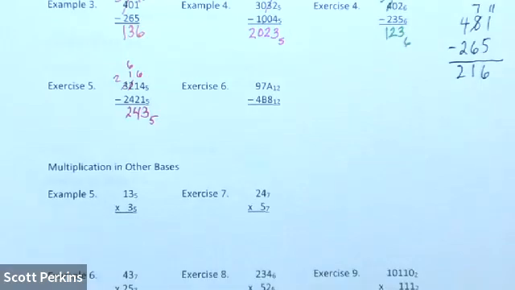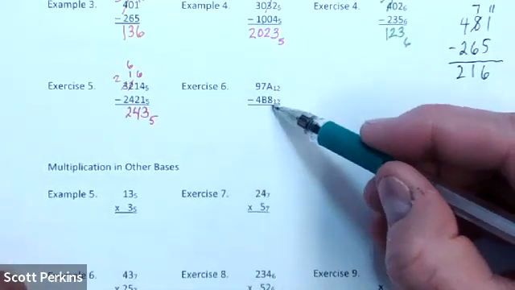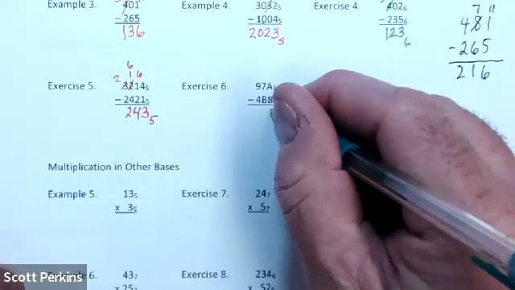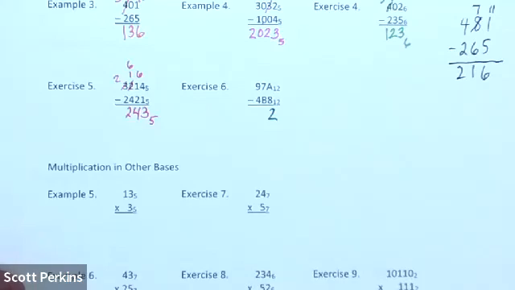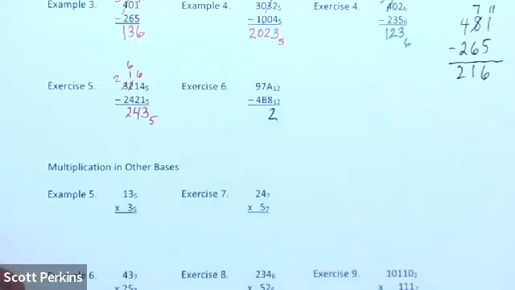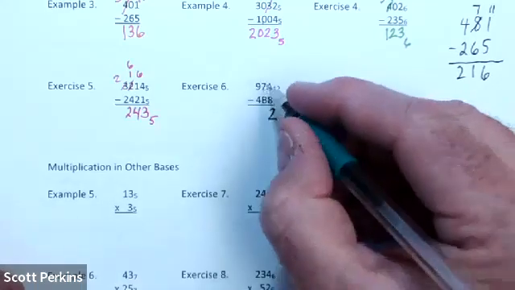All right, so here goes on this problem right here. The units column, I've got A minus 8. A, remember, that's 10. So 10 minus 8, that units is 2. The next column, I have 7 minus B. I can't do that. I don't have enough to do that subtraction, so I've got to borrow.